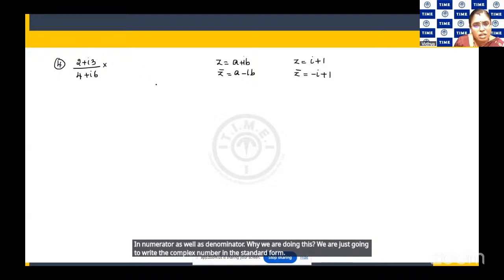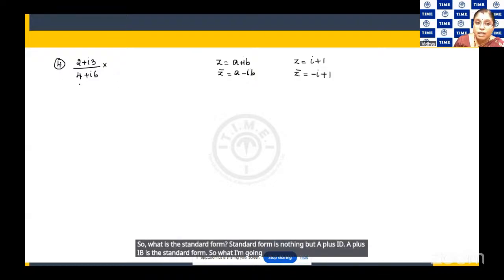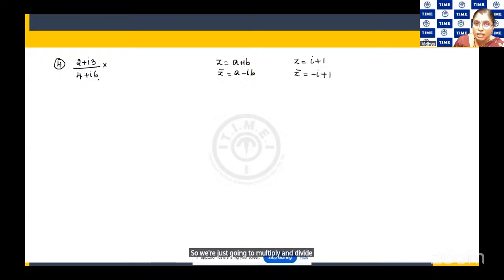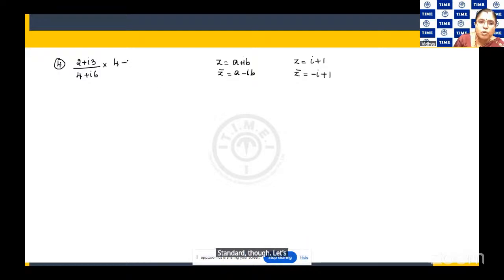We are just going to write the complex number in the standard form. Now, what is the standard form? Standard form is nothing but a plus ib. So, what I am going to do is just multiply by 4 minus 6i. As you know, 4 minus 6i is the conjugate of the denominator. So, we are just going to multiply and divide by 4 minus 6i in the numerator as well as denominator, simplify and write it in the form a plus ib. So, we will get a complex number in the standard form. Let's multiply by 4 minus 6i divided by 4 minus 6i, and we get the required complex number.